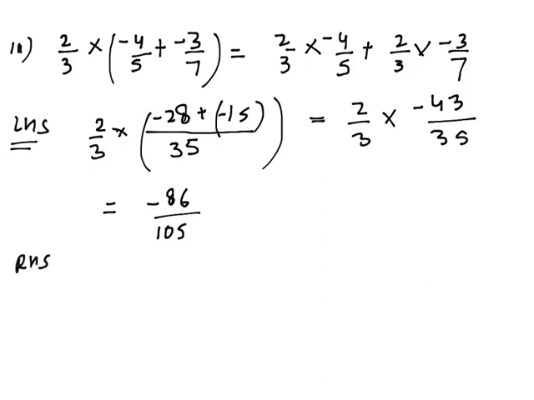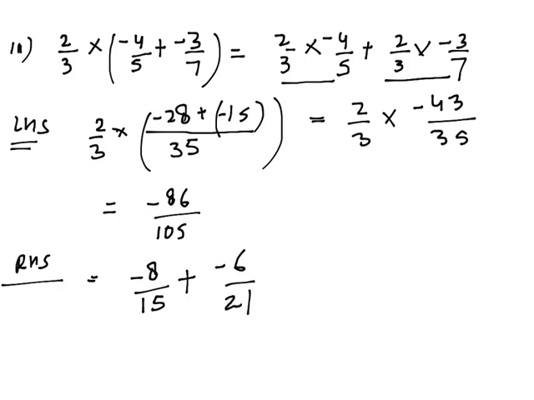Now right hand side. In the right hand side we have multiplication and then we have addition. So first of all we will solve these two. We have 4 times 2 is 8, minus 8. 5 times 3 is 15. Again we will multiply these two. Minus 6 by 7 times 3 is 21. Now we will add these two numbers. So LCM of 15 and 21 will be 105. Here I am skipping the step of how to take the LCM. I am assuming you know how to take the LCM of two numbers.